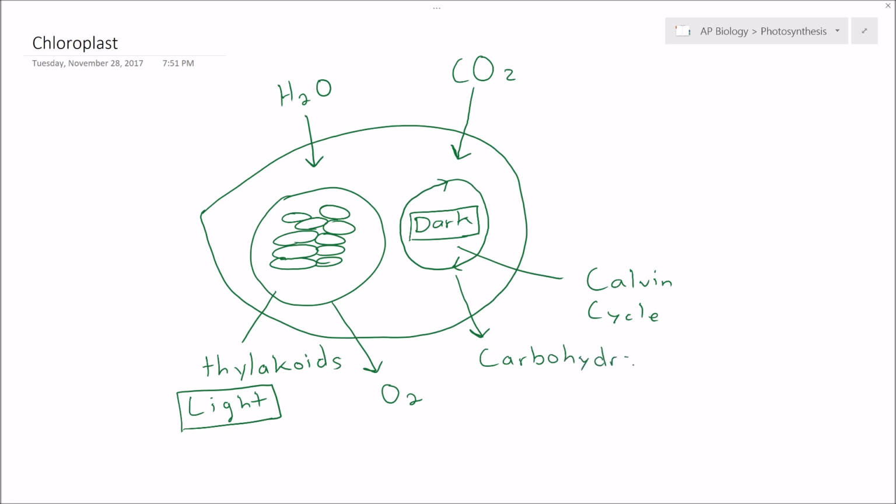We discussed in the last little lesson that carbohydrates are the food source for plants. So these reactions are very important because dark reactions make carbs, and light reactions release the diatomic oxygen that we breathe in.